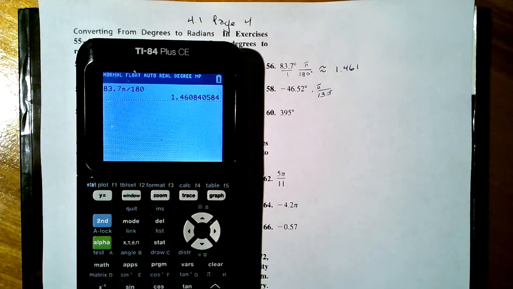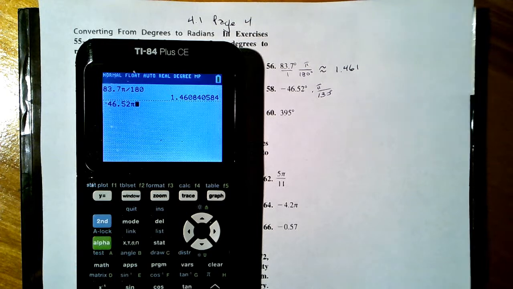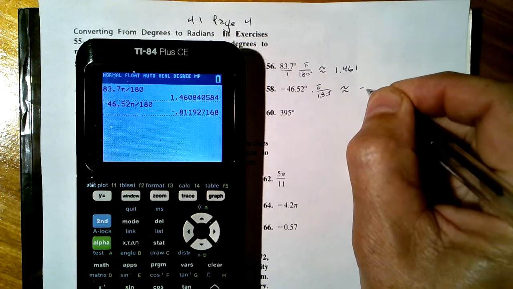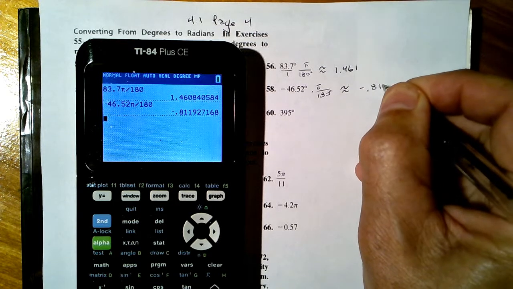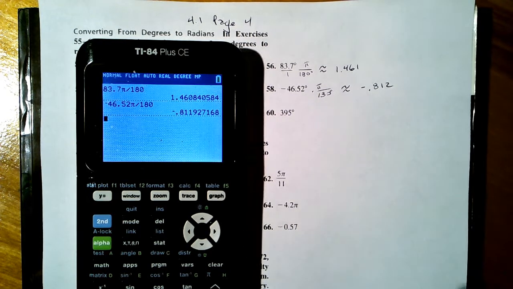Times pi on 180. And we go negative 46.52 pi, second caret, divided by 180. Nice friendly little break for us here. Negative 0.812 radians. Don't put a pi on there. We already put the pi in as a decimal.